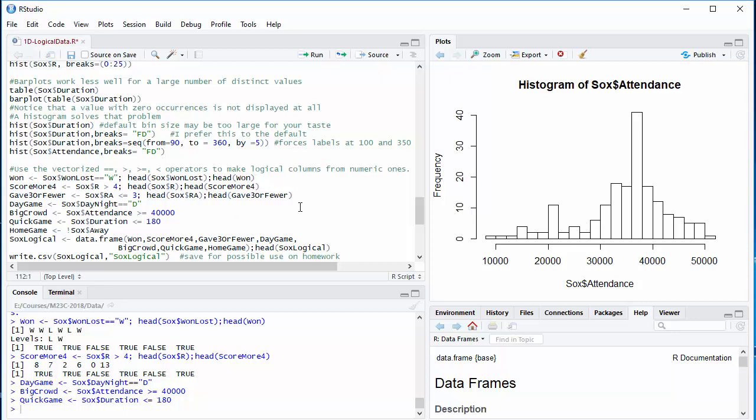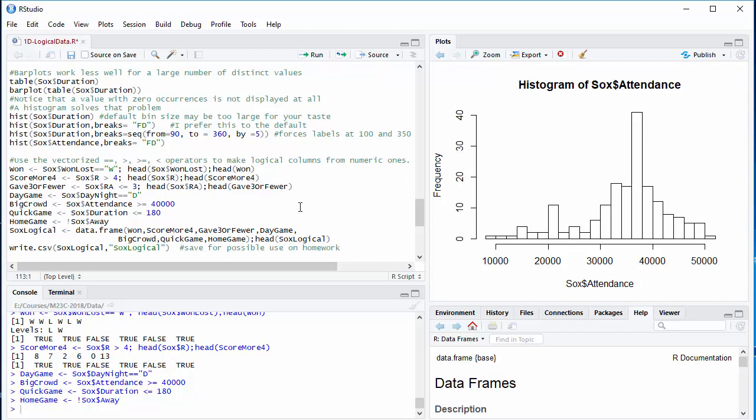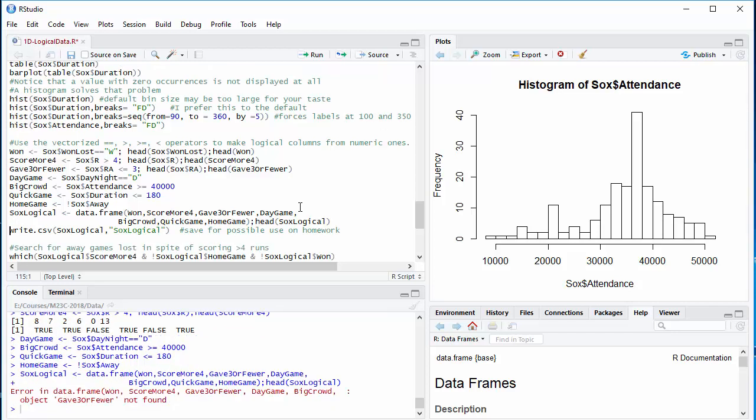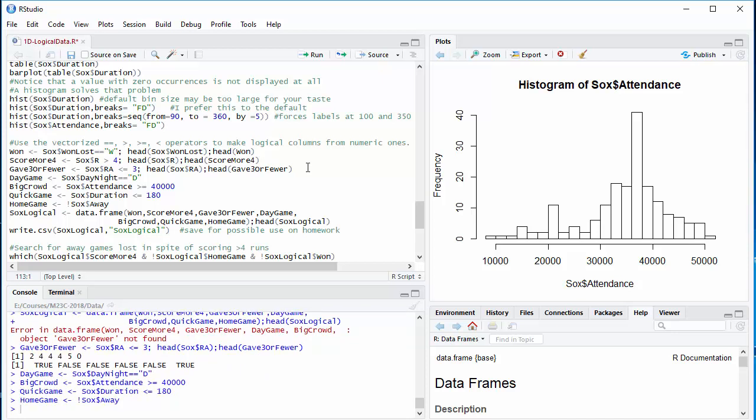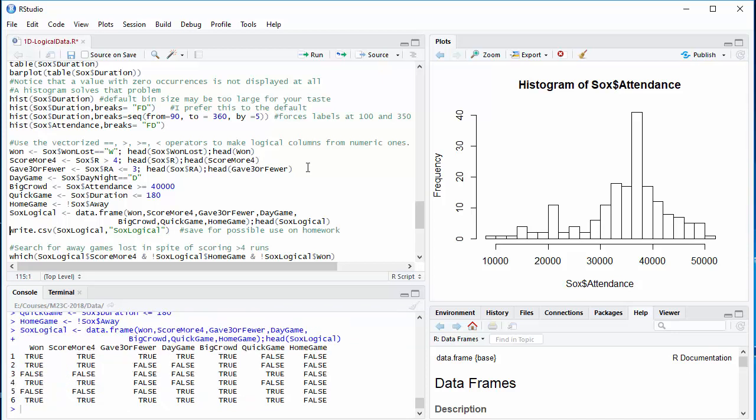And now I can make myself an all-logical data frame out of these Red Sox data with 6 columns corresponding to: did they win the game? Did they score more than 4 runs? Did they give up 3 or fewer runs? Was it a day game? Was it a large crowd? Did it get over quickly? Was it a home game? And whoops, I just neglected to run that line.